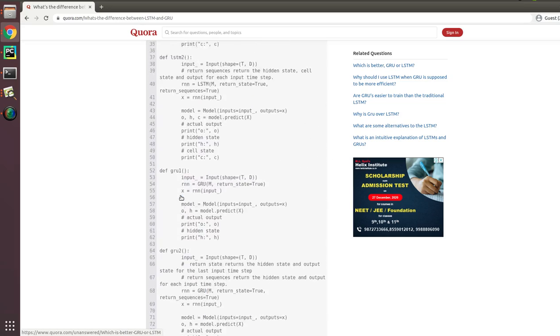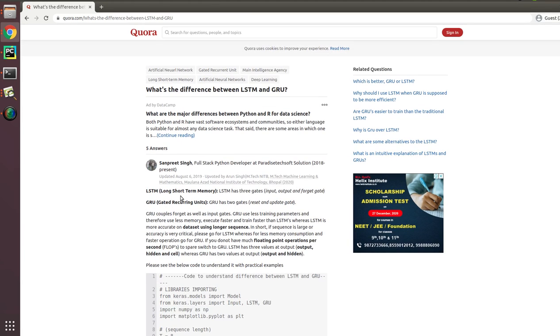The answer clearly mentions that if you're using LSTM, you have three outputs: output, cell state, and hidden state. While if you're using the GRU, you have two outputs: the hidden state and the output. When you are going for a long type of context, long type of information, you prefer LSTM over the GRU. So they have different applications and different states, and one must understand where to use LSTM or GRU.